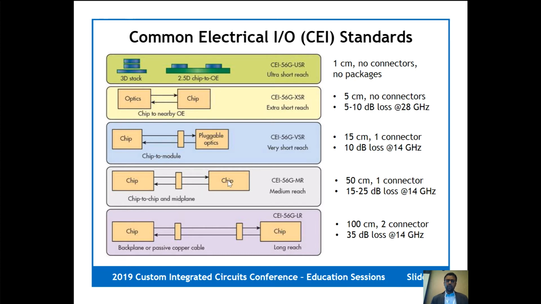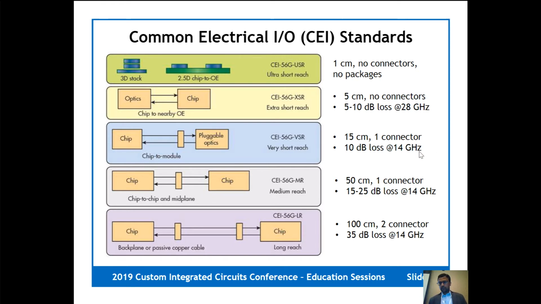And then a medium reach, or MR, and then finally the LR, or long reach, which targets the backplane, or increasingly a passive backplane, a passive cable channel. So you can see that the loss targets are at the high end, which is typically what people design for, and obviously the most challenging one to design for. People target designing for something in the 35 to 40 dB loss range.